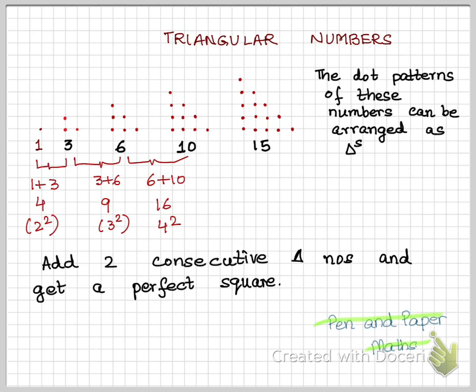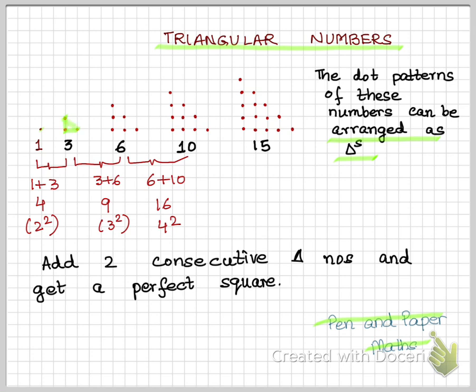In this lesson, that is video number 2 on the topic squares and square roots, we are talking about triangular numbers. What are triangular numbers? Numbers whose dot patterns can be arranged in the form of a triangle. So, let's start with 1 here, right? Then let's take up 3. If you see 1, 2, 3 dots forming a triangle.